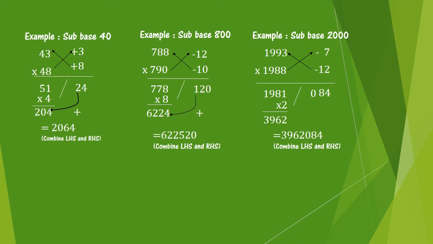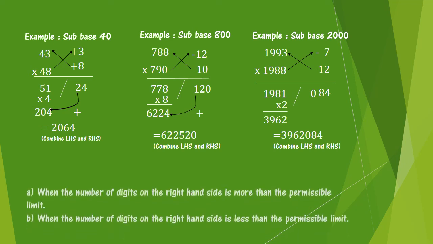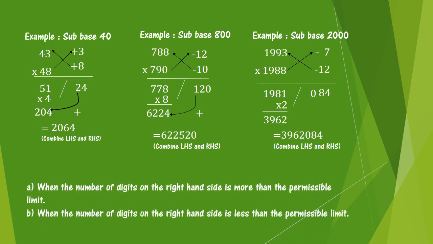This method is really very simple. We just need to keep a few points in mind. Now if you notice, there is a small note with A and B points which is very important in this method. The first point, A, is when the number of digits on the right hand side is more than the permissible limit, which I have already explained with the first and second examples. The B point is when the number of digits on the right hand side is less than the permissible limit. This I have explained with the third example.